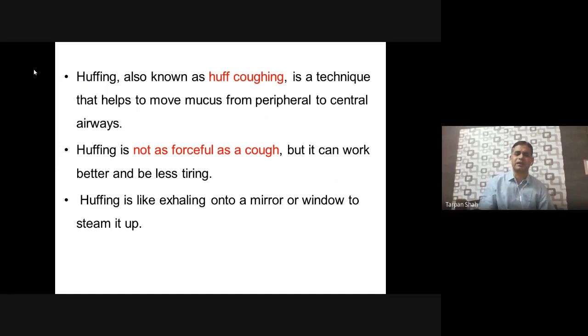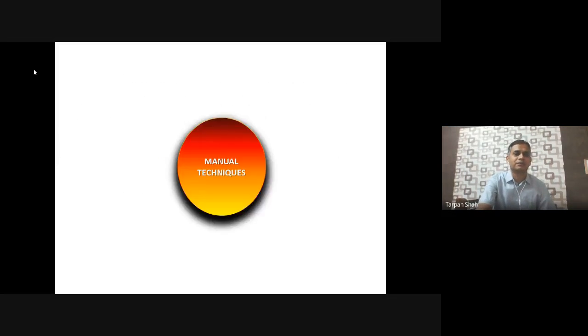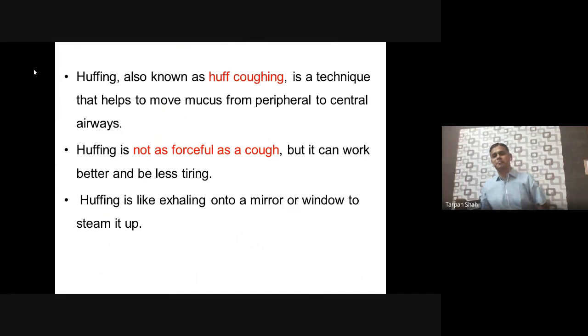Okay, very simple. It is not as forceful as a cough, and it is better and less tiring. So you can go mostly with the huffing. If required, you go with the coughing. Now, before I go with the next technique, we are learning since a long time.